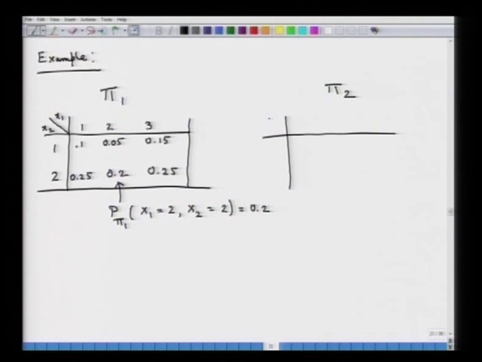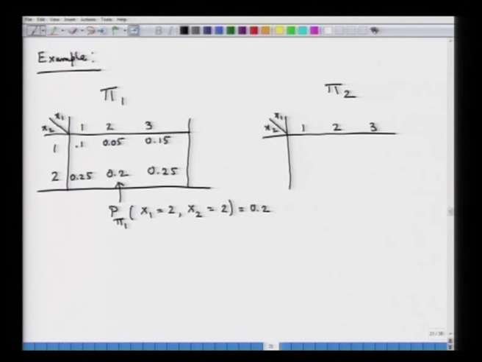For pi 2 population, we have the same variables. So, both are bivariate populations. If one is bivariate and the other is of any other dimension, then there is no problem of any misclassification as such. So, once again I have the same setup.